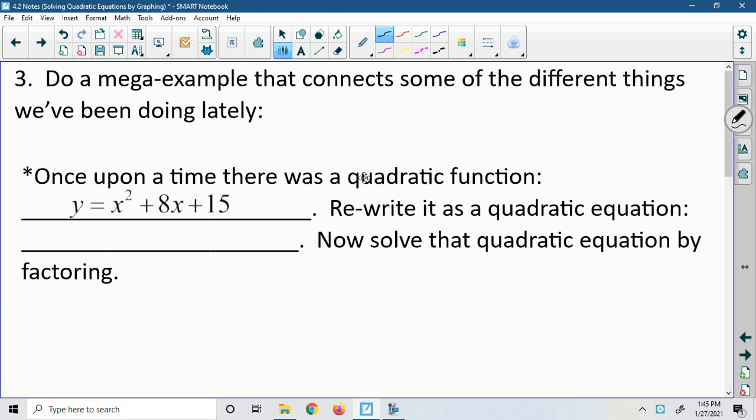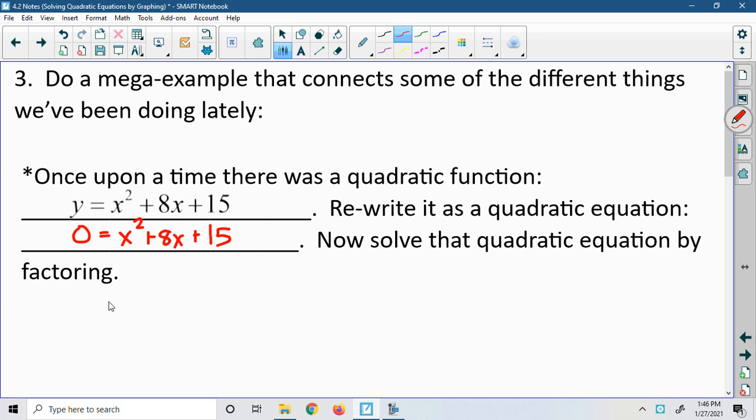So number three, let's do a big mega example that connects some of the different things we've been doing lately. Here we have a quadratic function, y equals x squared plus 8x plus 15. The notes say for us to rewrite it as a quadratic equation, so we would have 0 equals x squared plus 8x plus 15.